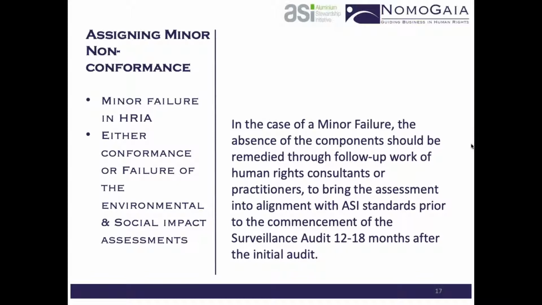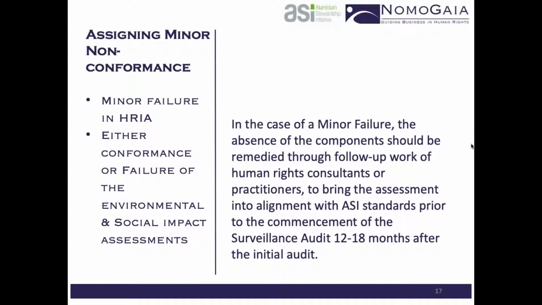And as always, you, the auditors, must use your judgment in terms of determining this, but the intended outcome is that if you have a minor failure in an HRIA and minor failures elsewhere, this would likely be a minor non-conformance, unless you determine that collectively there's a major non-conformance.